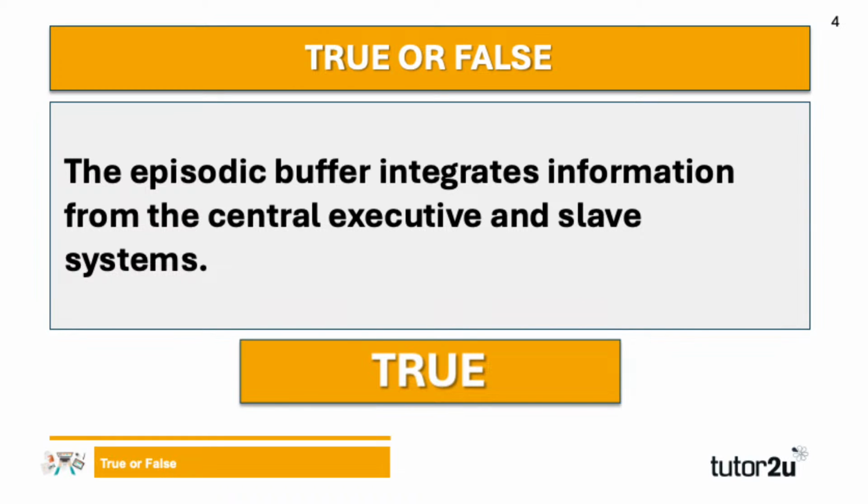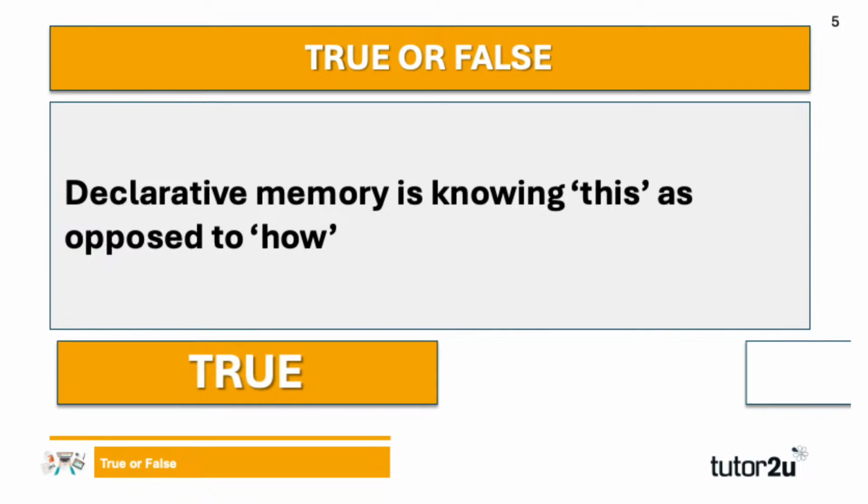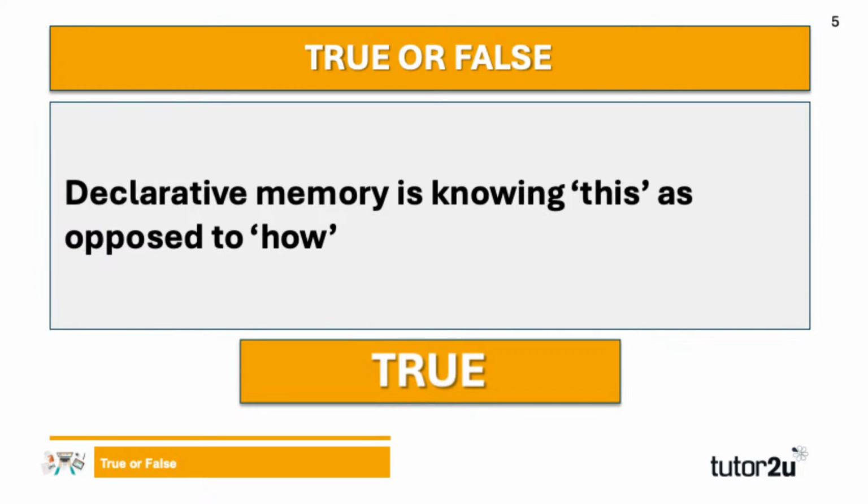Okay, let's have a look at our final true or false question for this round. So we've got declarative memory is knowing this as opposed to how. So quite a tricky one, this. Let's see what we think about this one. Okay, just waiting for some more answers to come through. And again, we've got a little bit of a mix. Most of us, though, think this is true. Are we right? Let's have a look. That is, of course, true.